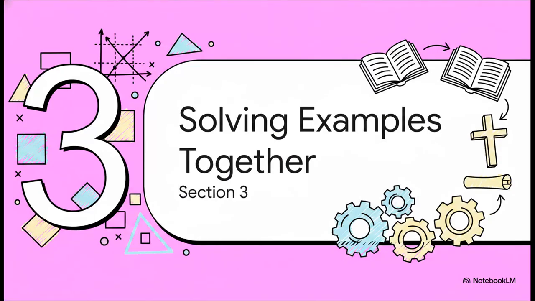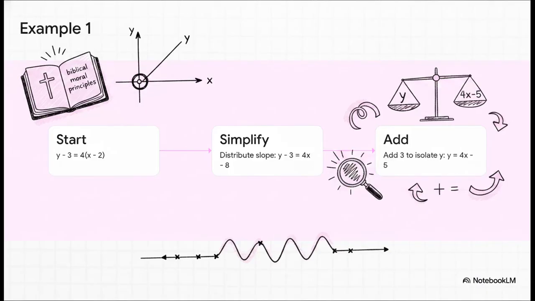Part 3, solving examples together. Let's look at our first example. We're starting with the point (2, 3) and a slope of 4. We just plug those straight into our formula, which gives us y minus 3 equals 4 times the quantity x minus 2. And boom, you're in point-slope form. You've already spoken clearly with what you know.